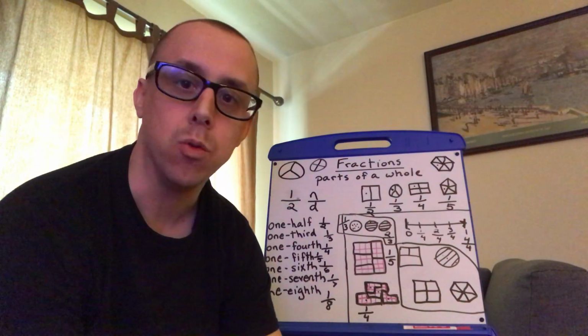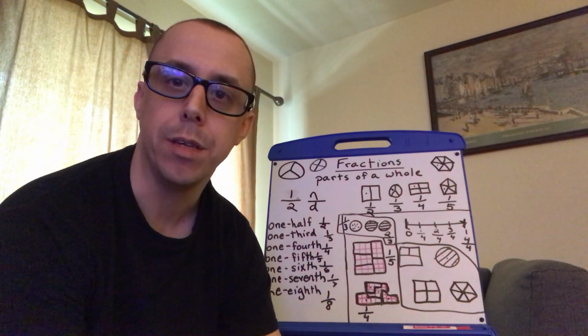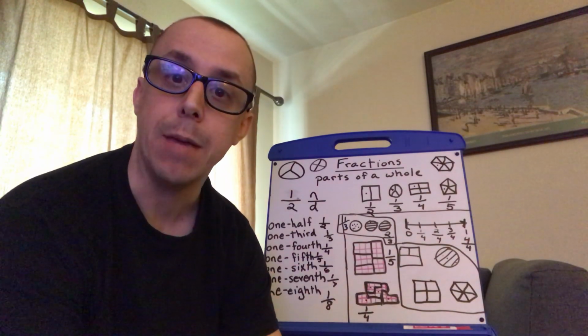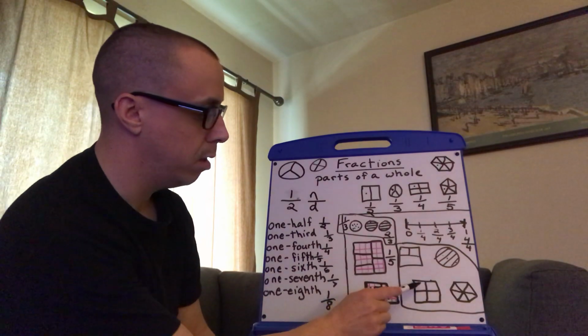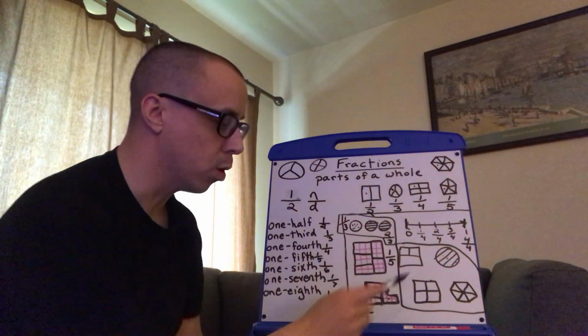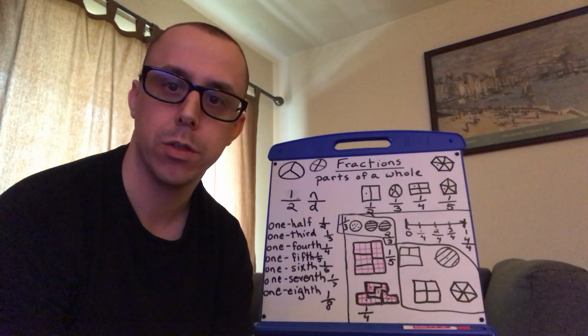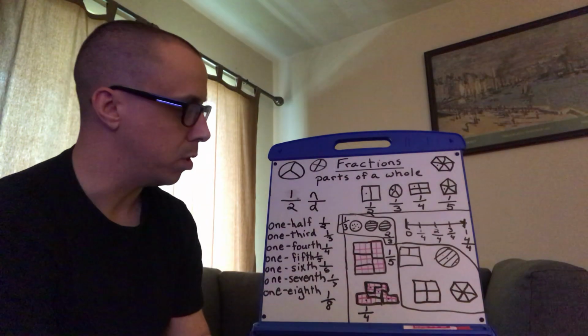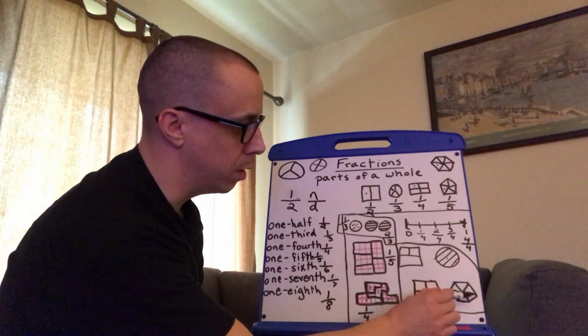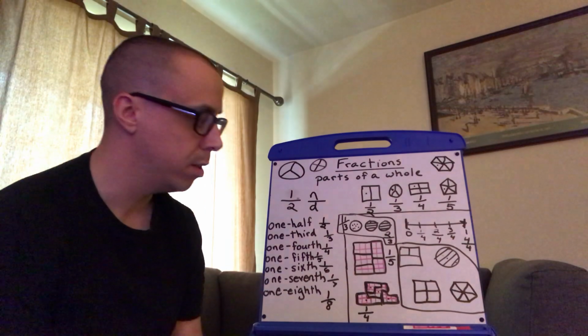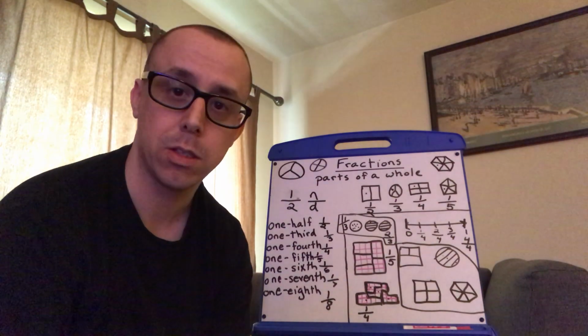Now, when you do see a shape with equal parts, then you have to name the parts. Okay, so if you look here, okay, 1, 2, 3, 4, so you would select fourths. And if you see this here, 1, 2, 3, 4, 5, 6, you would select sixths.